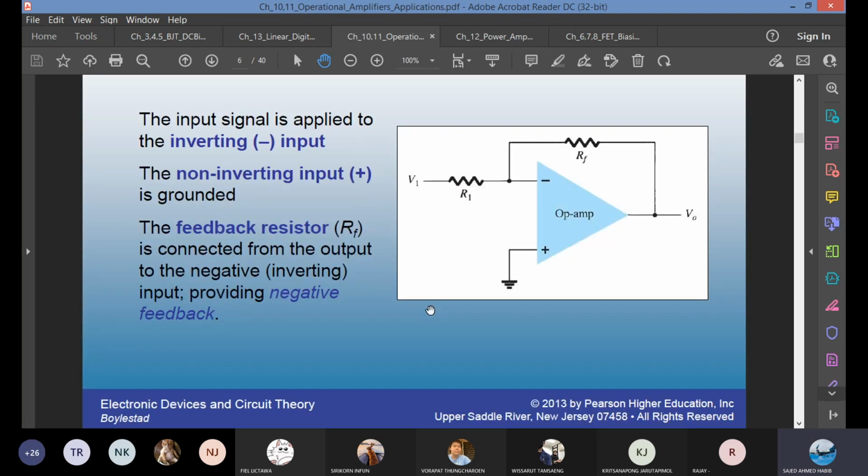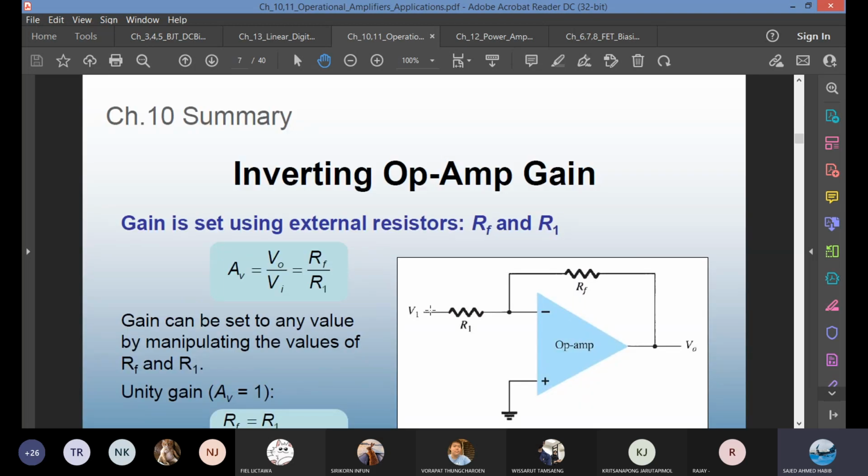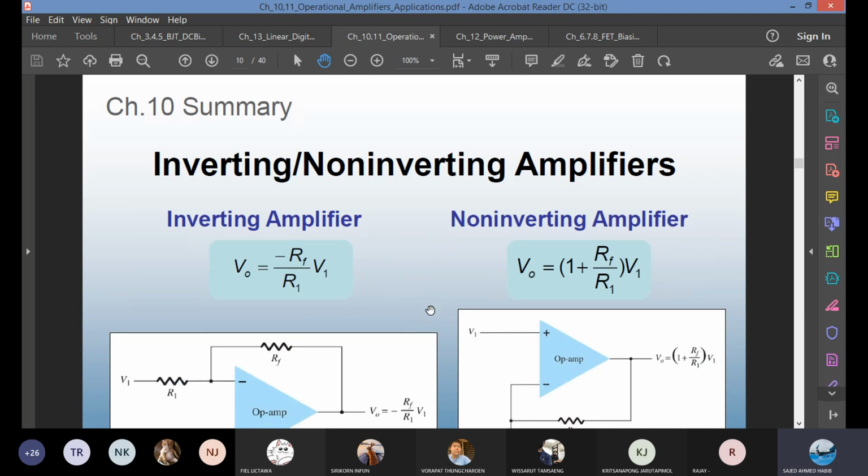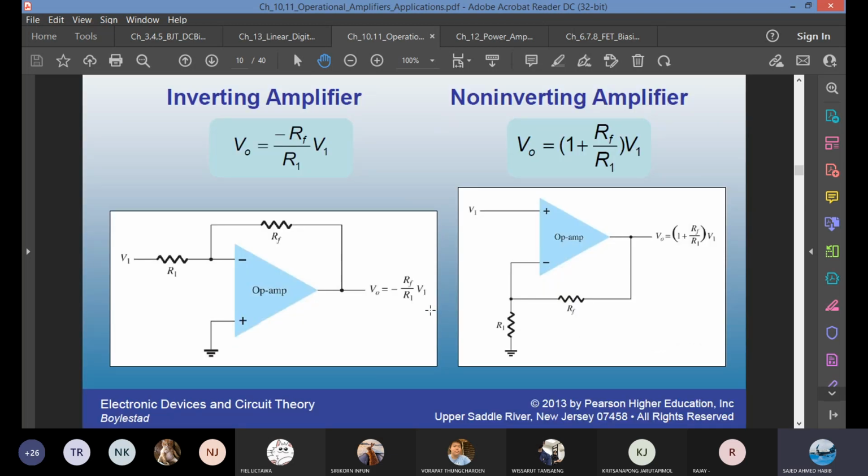This one: V out equals minus RF over R1 times V in. This is an inverting amplifier. If you have a non-inverting one, where is non-inverting? Right here. V out is 1 plus RF over R1, whole, multiplied by the input voltage. In this case, there is no phase shift. You have a plus sign.